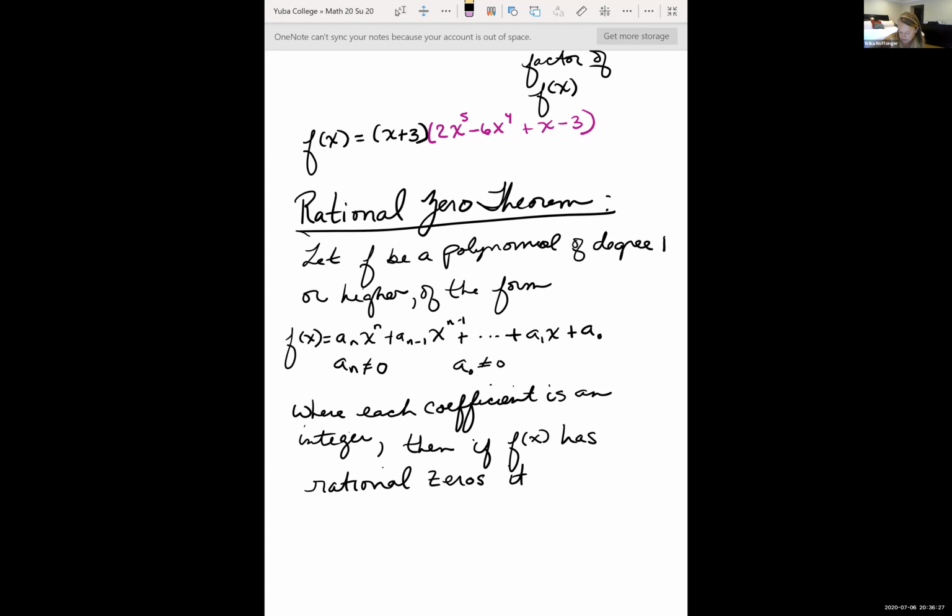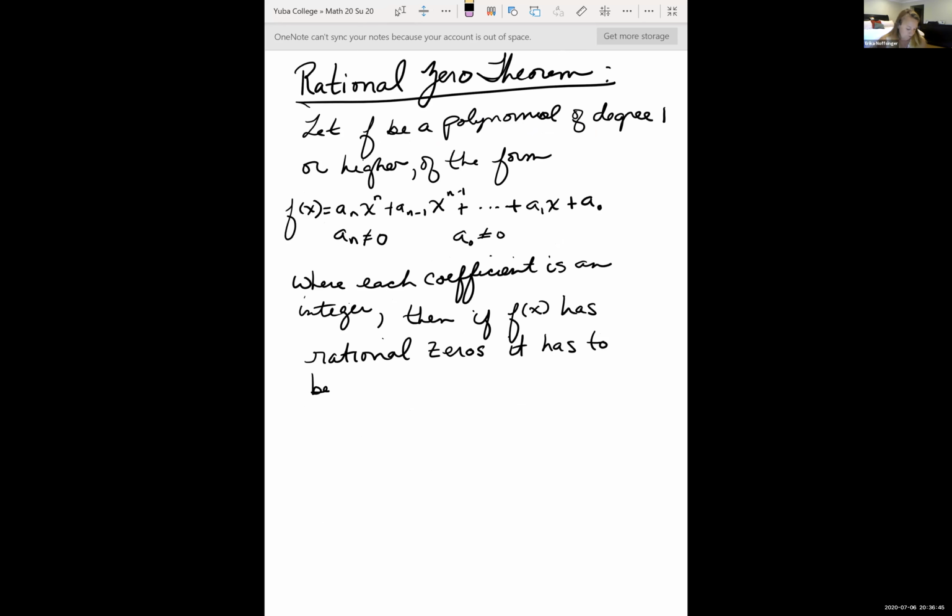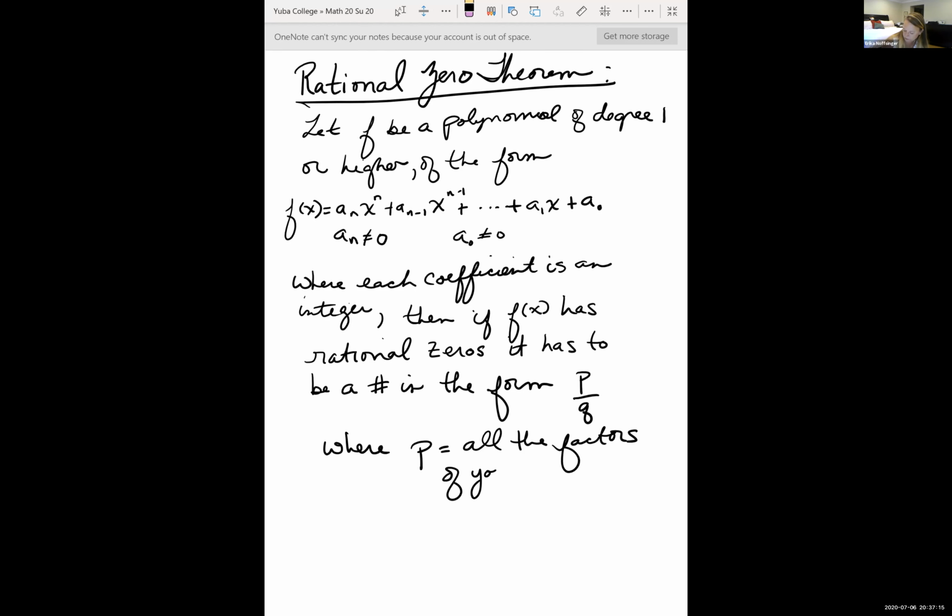it has to be a number in the form, I guess I'll say it that way, P divided by Q, where P is equal to all the factors of your constant, which is a sub 0, and Q equals all the factors of your leading coefficient.